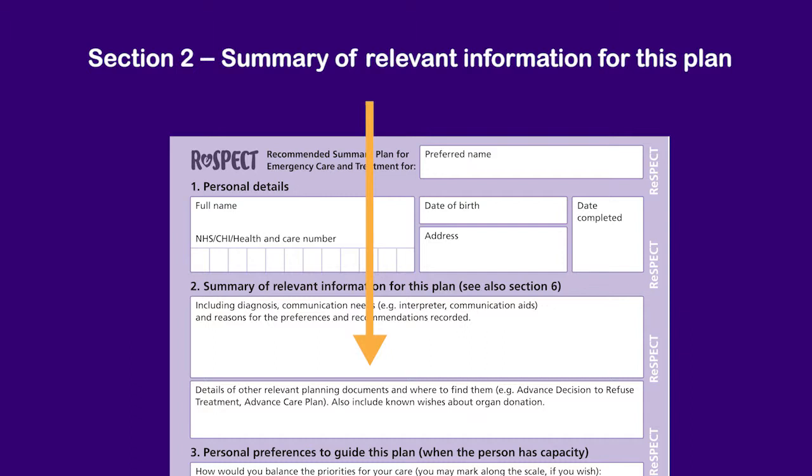Section 2 is a summary of relevant information for this plan, which includes a summary of relevant background to the recommendations in Section 4, e.g. diagnosis, previous and present conditions, prognosis, communication difficulties, and how to overcome them. The specific detail and the location of documents such as the advanced decisions to refuse treatment, advanced care plans, or organ donor cards.